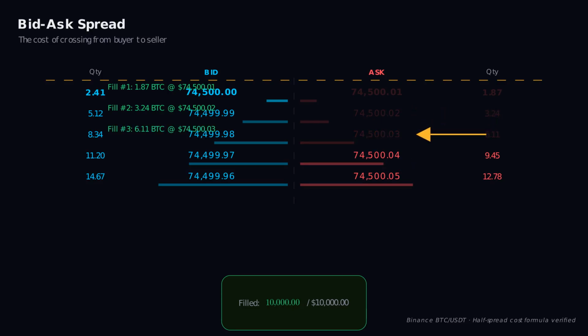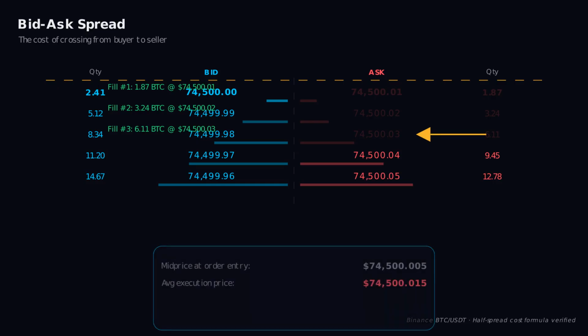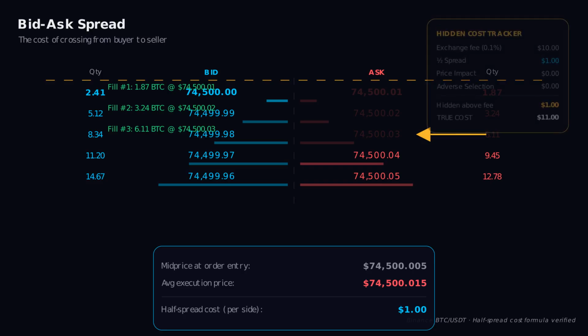than the last. Your expected entry was the mid price, 74,500.005. Your actual execution averaged slightly above the ask. The half spread cost, $1. You pay it every single time you place a market order.